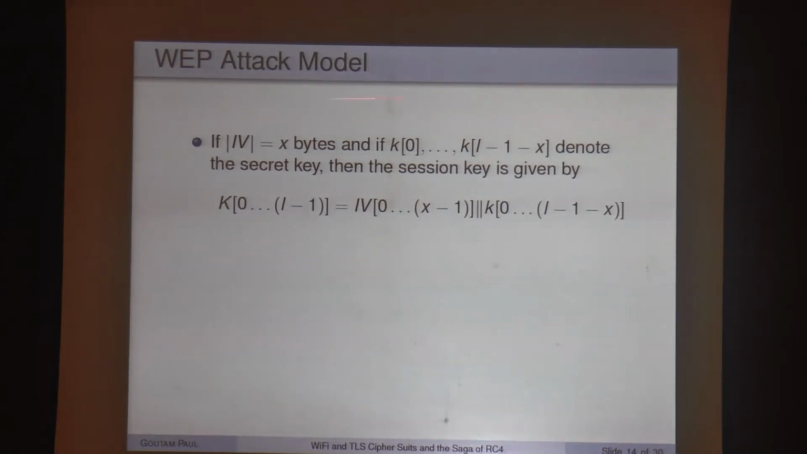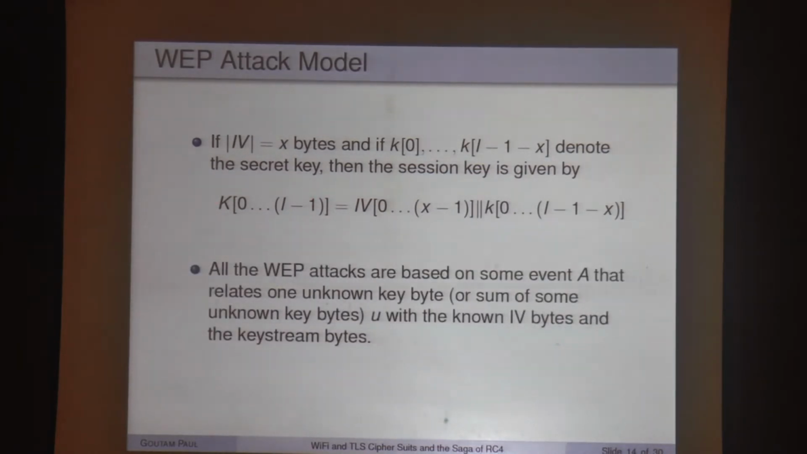So this initial vector, the session ID, is the initial x bytes, that is K[0] to K[l minus 1 minus x]. The next part is the key bytes, you can see here. So the ID is concatenated with these key bytes, and together that is the secret, K[0] to K[l minus 1].